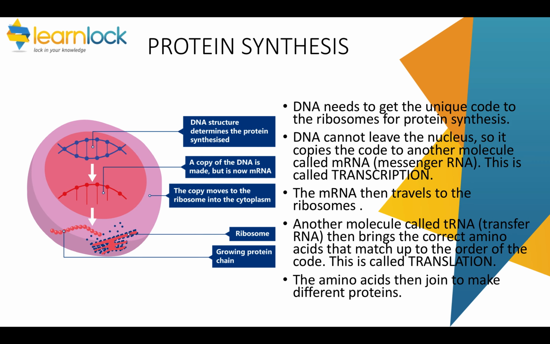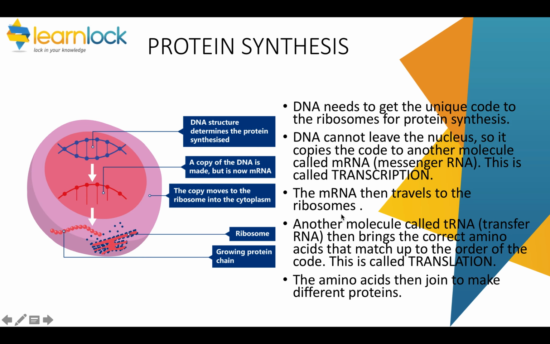So how does protein synthesis happen? Well, it happens in the ribosomes. Now, DNA needs to get this unique code to the ribosomes, but the problem is DNA can't leave the nucleus, it's too big. So instead, it copies its code to another molecule called messenger RNA or mRNA. When it copies that code, the DNA unzips and copies it across. That's called transcription. The messenger RNA then can leave the nucleus and travel to the ribosomes.